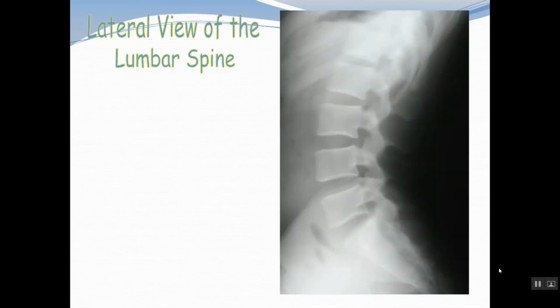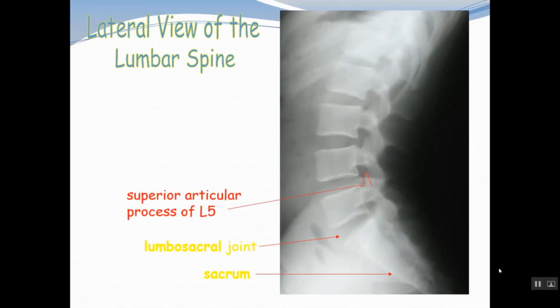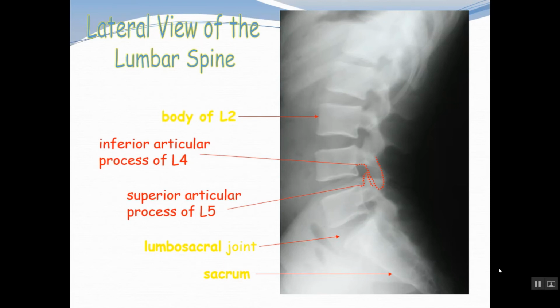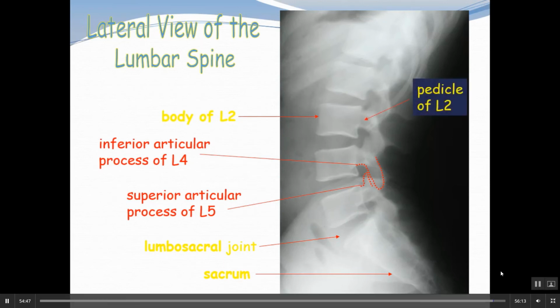Lateral view of the lumbar spine. Here this is the sacrum, lumbosacral junction, superior articular process of L5, inferior articular process of L4, body of L2, pedicle of L2.